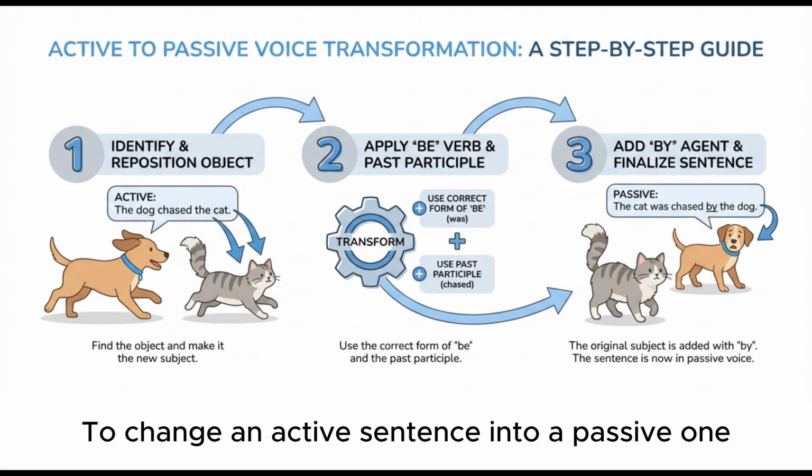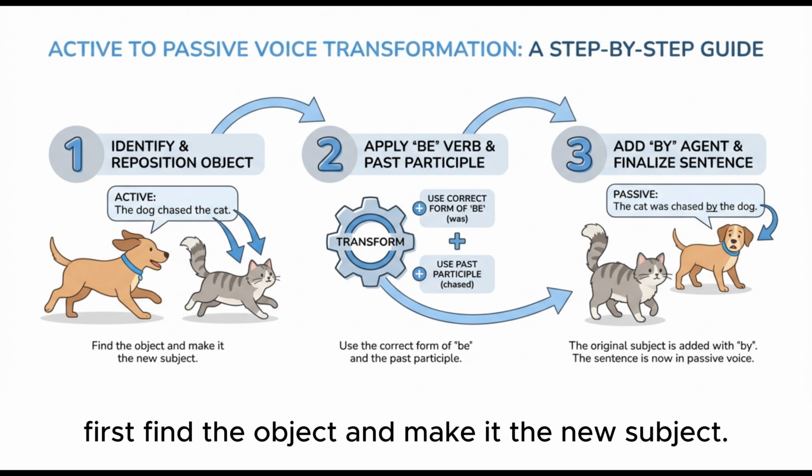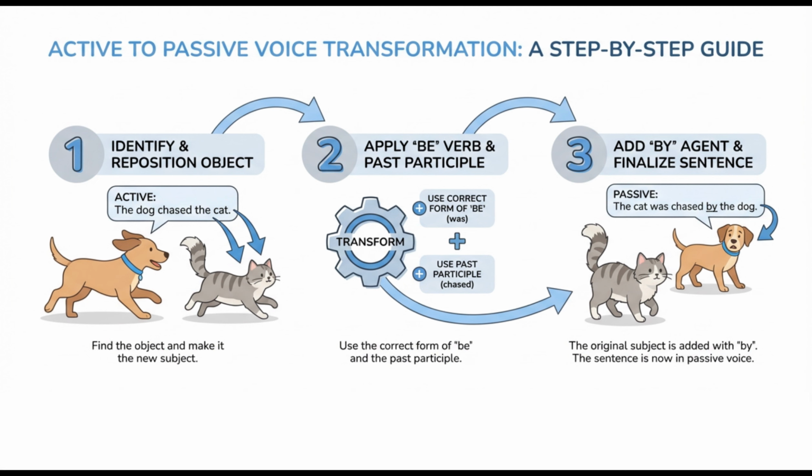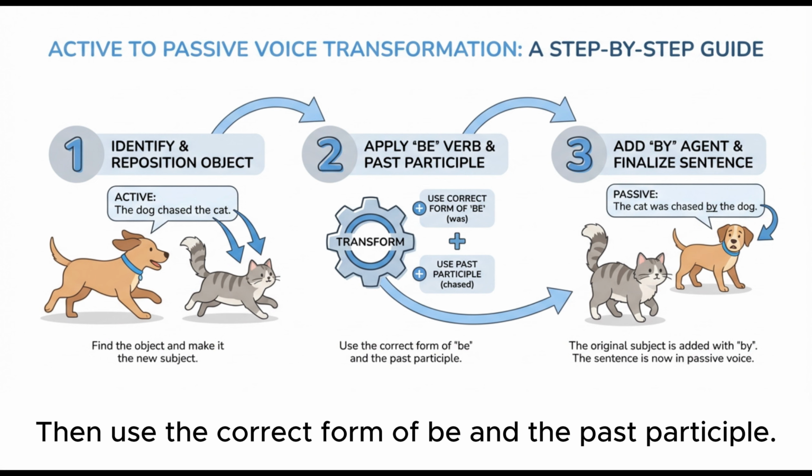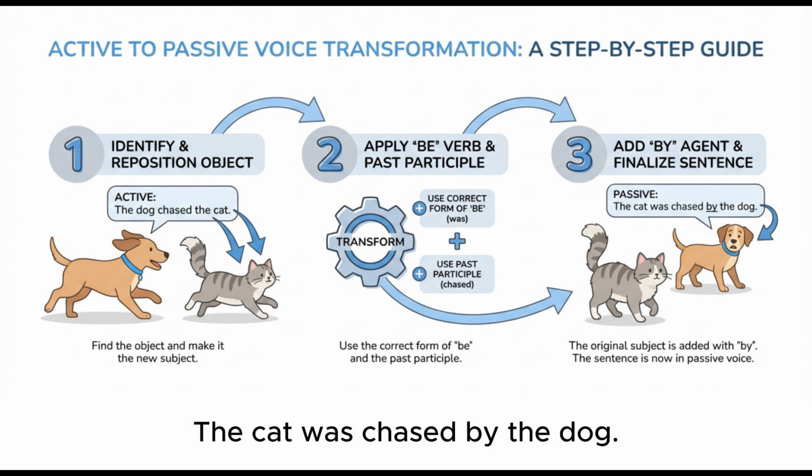To change an active sentence into a passive one, first find the object and make it the new subject. Then use the correct form of be and the past participle. The cat was chased by the dog.